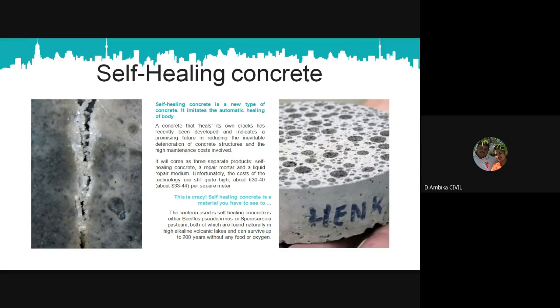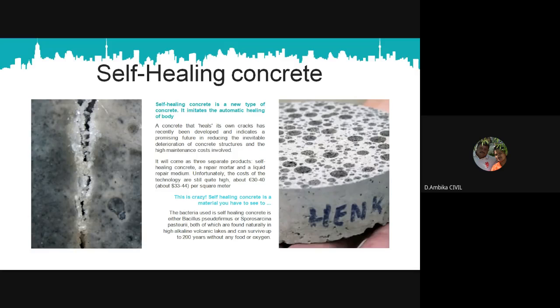The lifetime of the structure, the lifetime of the building, is very well improved, and the growth can be seen very clearly under the microscope in self-healing concrete. The failure mechanism will be postponed when you go for this type of bacterial concrete, and the lifetime of the structure will be very well improved.